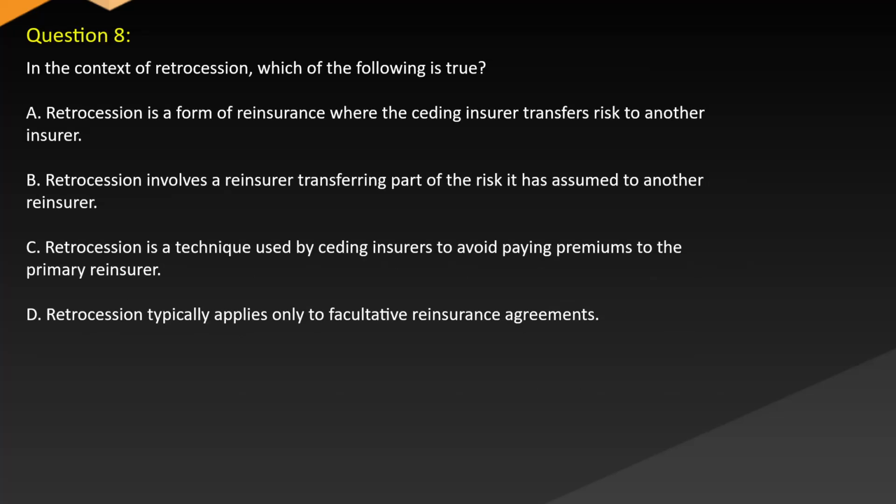Question 8. In the context of retrocession, which of the following is true? A. Retrocession is a form of reinsurance where the ceding insurer transfers risk to another insurer. B. Retrocession involves a reinsurer transferring part of the risk it has assumed to another reinsurer. C. Retrocession is a technique used by ceding insurers to avoid paying premiums to the primary reinsurer. D. Retrocession typically applies only to facultative reinsurance agreements.